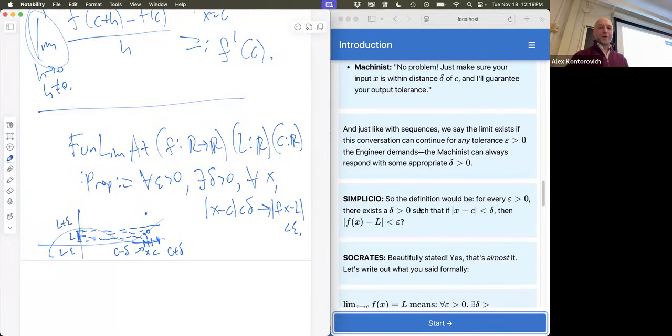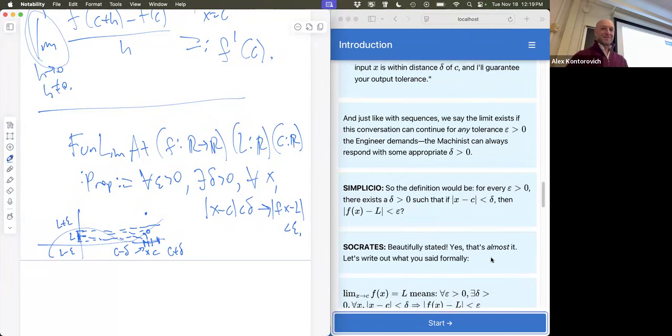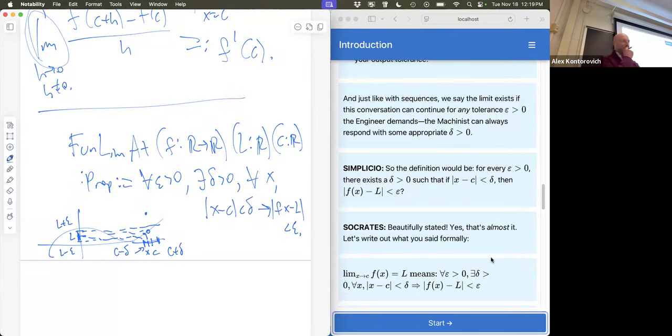There's one problem with this statement. And what is it? Exactly right. This is actually the definition of continuity, because it includes the point X equals C. So what we have to add is one more thing. We have to exclude the possibility that X equals C. We do not want to evaluate this.